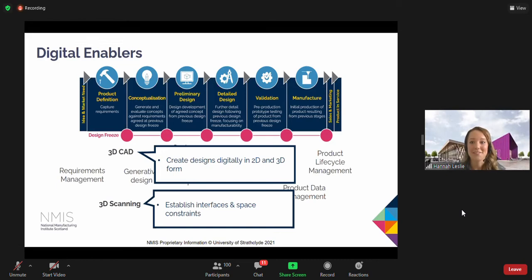Moving on to another obvious one, one that's used all the time. It's taught in higher graphics classrooms, but that's 3D CAD or computer-aided design. CAD software is also a common feature of the iterative design process, so it allows designers to create and tweak designs digitally in 2D or 3D form. And at this stage, you might also use 3D scanning and metrology for existing parts to establish interfaces and space constraints.